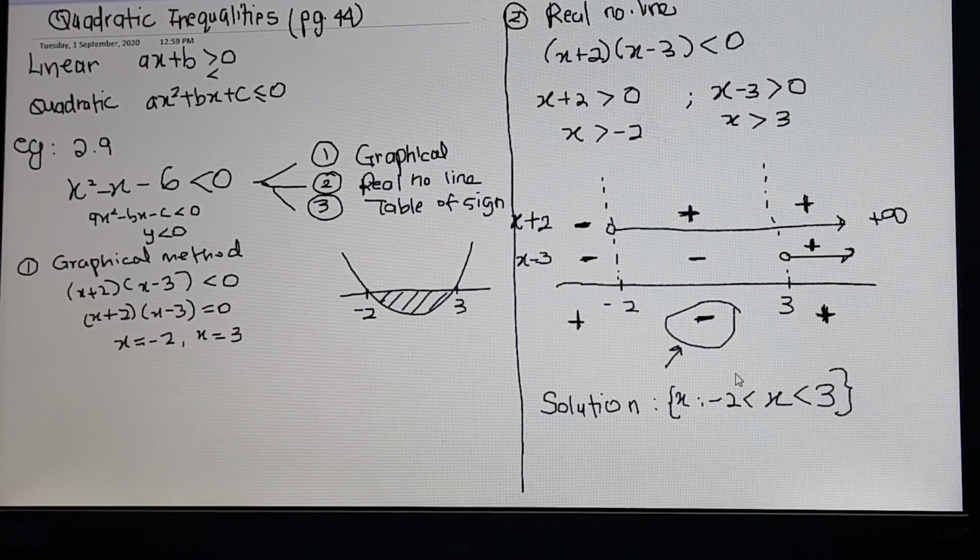Alright, okay, let's take a look at another method, which is table of sign.